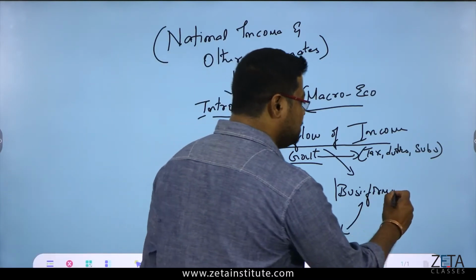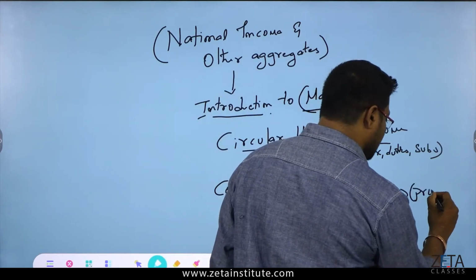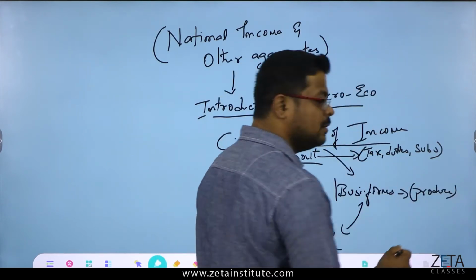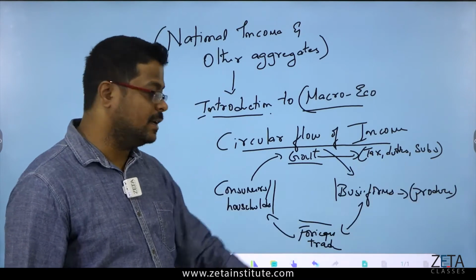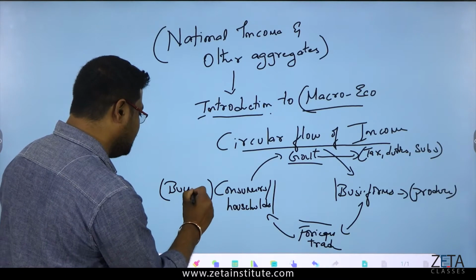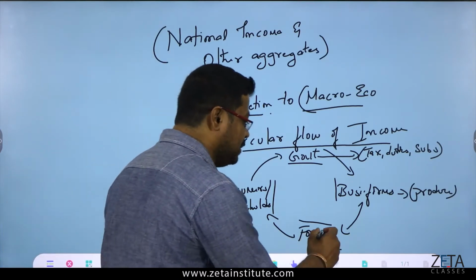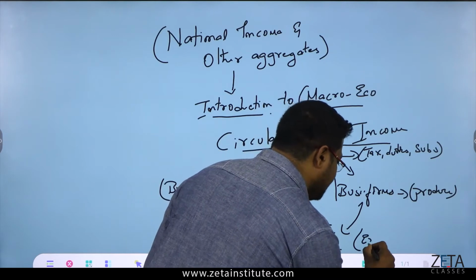Next, what does the business firm do? They produce the product, goods or services, anything. So what is the role of the consumers? They buy. They are the buyers of the products. And the last one is foreign trade, because we do export and import, no?